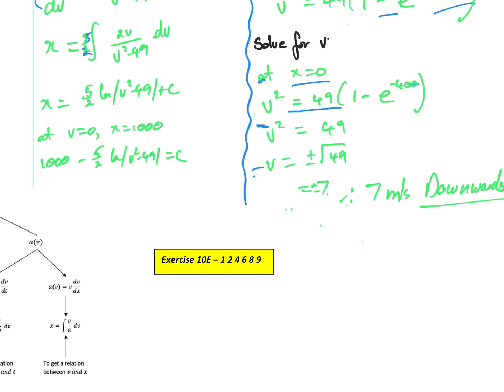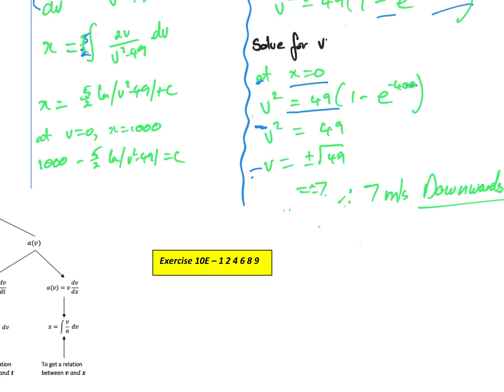So there's my v. All right, now at x equal to 0, if we put x equal to 0, I get v squared equals 49 times 1 minus e to the power of negative 400. Well, e to the power of negative 400 is going to be 0. So I get v squared is equal to 49. So the velocity squared is 49, v is equal to plus or minus 7. My particle is falling, so I'm either going to say it's negative 7 meters per second, or, just to be consistent with the other one, I might say 7 meters per second downwards, as long as you give a direction.